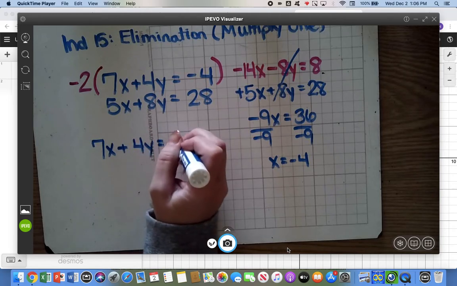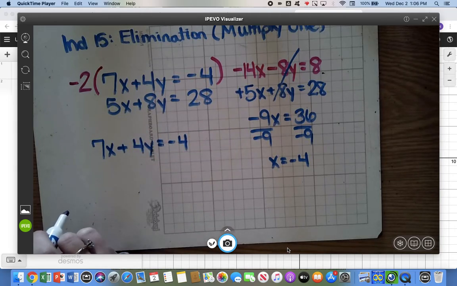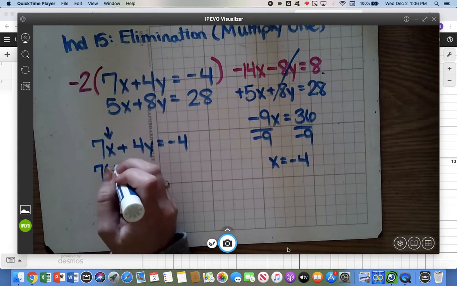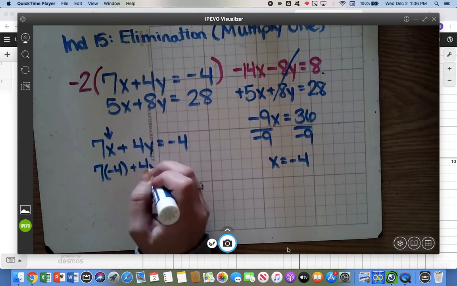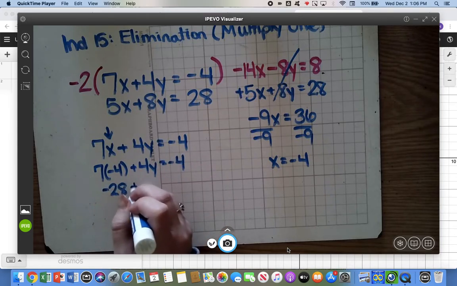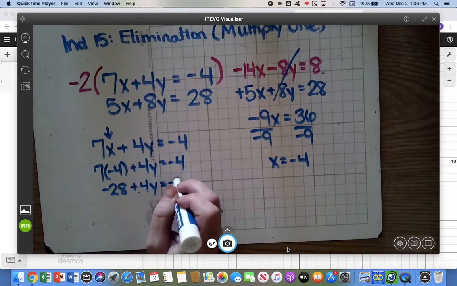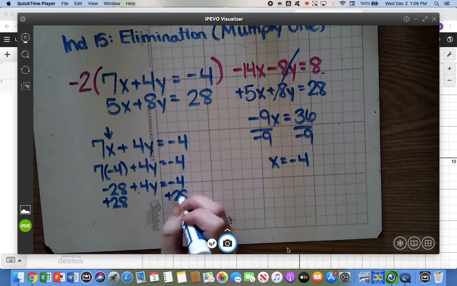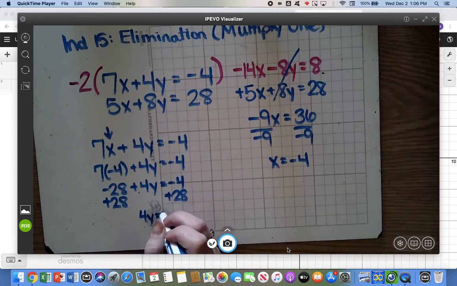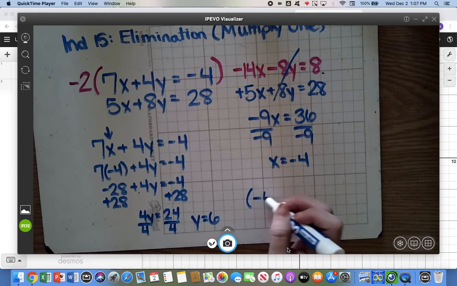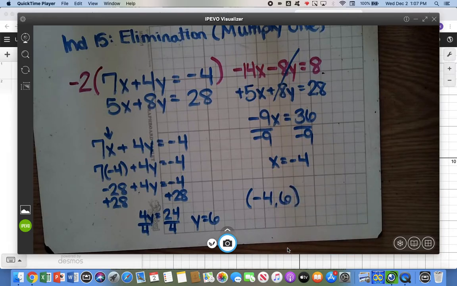I'm choosing it this time because of smaller numbers. All right, so if I plug in a negative 4 for x, I get negative 28 plus 4y equals negative 4. So when I add my 28 over, I get 4y equals 24, and divide by 4, and I get y is 6. So my ordered pair is (-4, 6).